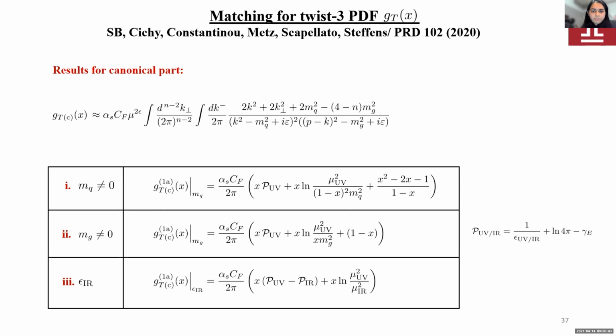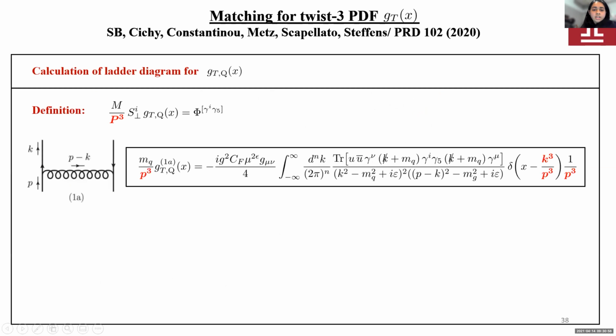The calculation of the canonical part is much simpler, and these are the three different results that we get in three schemes. Note that the structure of these infrared poles look exactly the same in all three cases. Now quasi-GT.